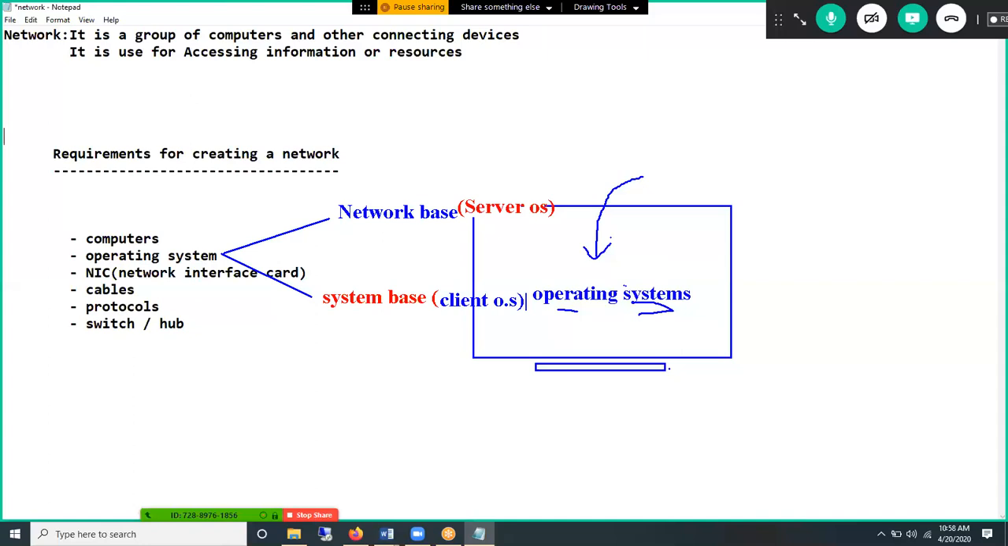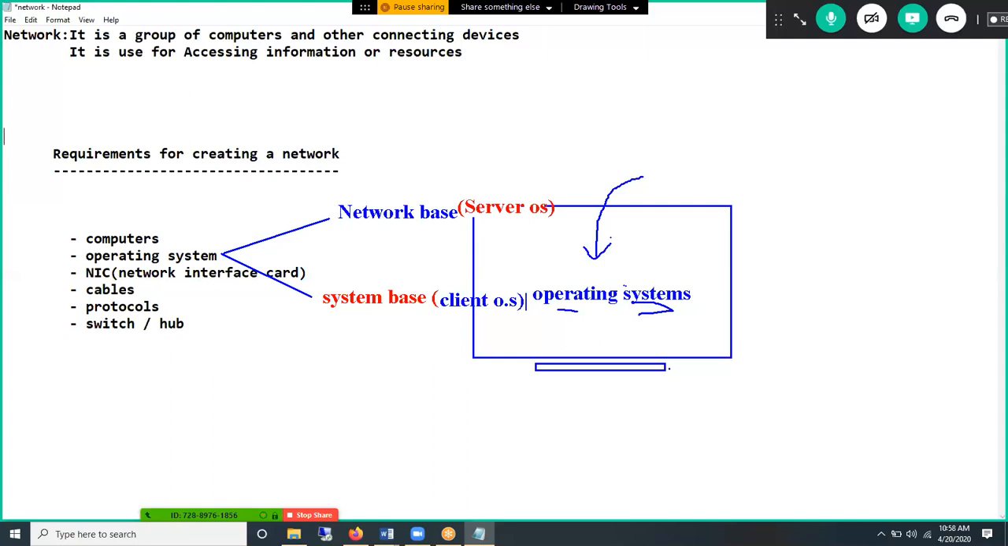The reason I have written system-based and network-based is this: in today's market, we have two types of operating systems, a server operating system and a client operating system. Most of the time we hear the words server and client, and some of the time we still have confusion about where to use a server and where to use a client operating system. What is the actual difference between them?